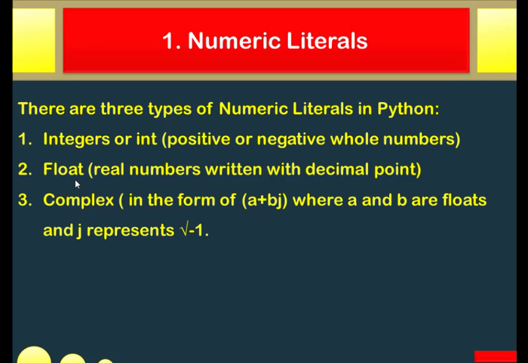Now next is float. Float means the decimal number. The numbers with the decimal points are called floats. Then next is the complex one. So the complex numbers come in the form of a plus b j, where j represents the square root of -1, and a and b are floats. They may be any number, but j is the square root of -1. You might have learned about complex numbers in your mathematics also, or will be learning.